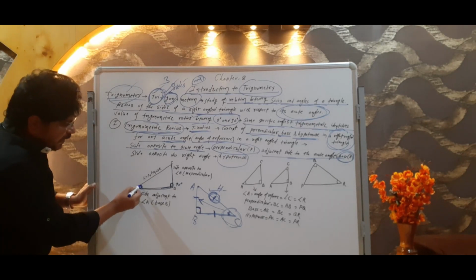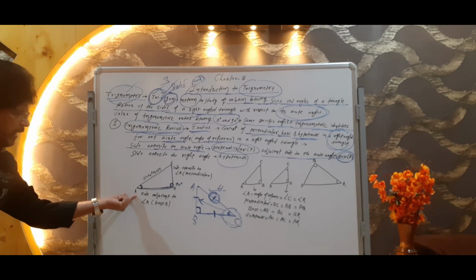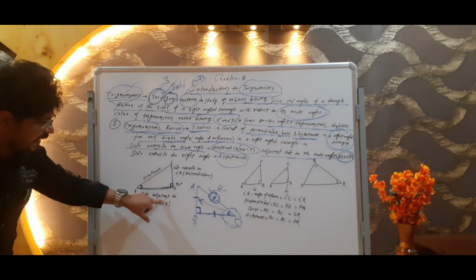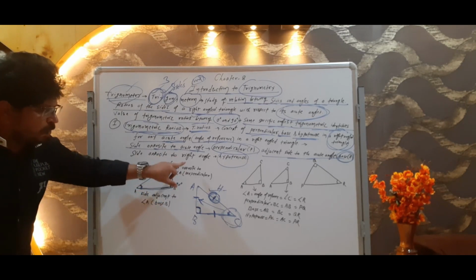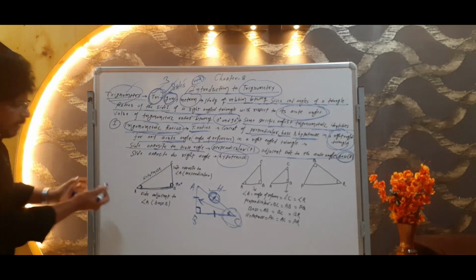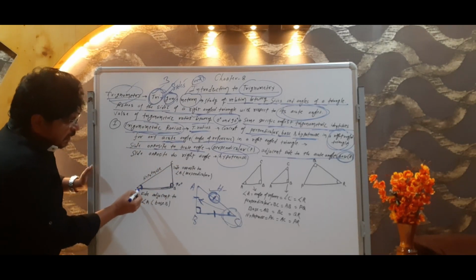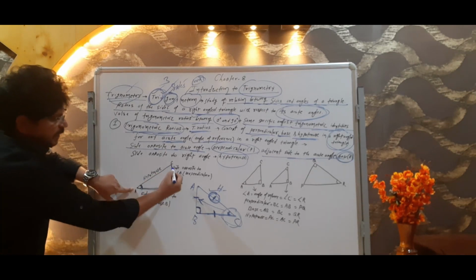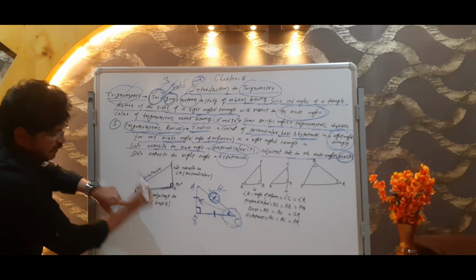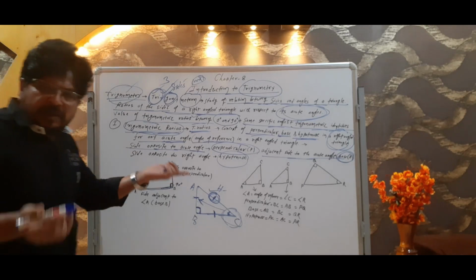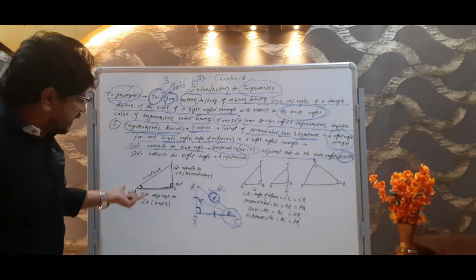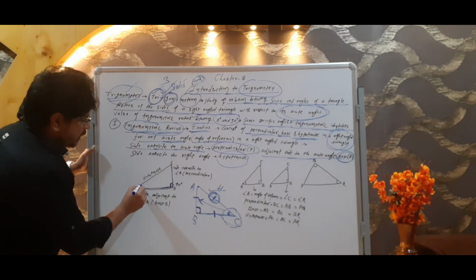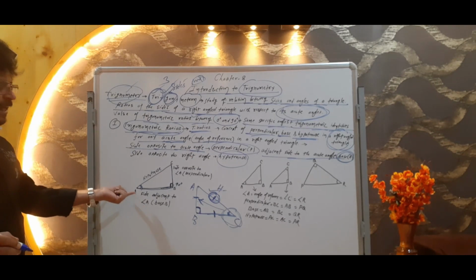Suppose this acute angle is not at A, suppose it is at point C. In that case, the adjacent side and the side opposite to that angle will definitely change, because what we are discussing is the side opposite to the acute angle. If the acute angle is here, the opposite side would be this, and if the acute angle is here, the opposite side would be this, right? So definitely the ratio will change. We will study these things with respect to angle A, and after it with respect to angle C. Right now we are going to discuss with respect to acute angle A.